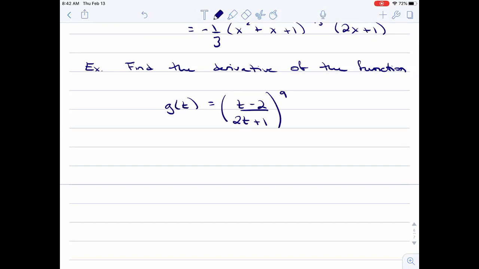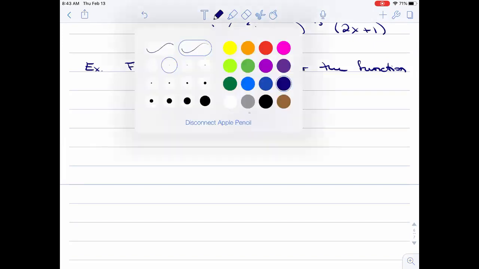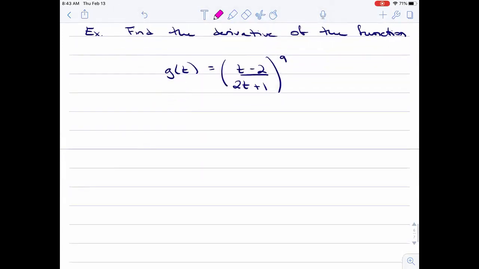My outside function is x to the power of 9, essentially. Right? My inside function needs a quotient rule, right? Because I've got that quotient. I don't see any way that I could simplify this, right? Rewrite it as a polynomial. So I guess I'm stuck with the quotient rule, right? So here I've got a quotient rule inside a power rule.